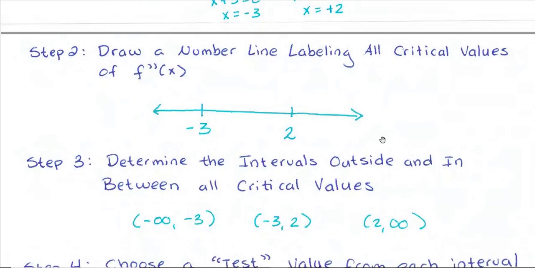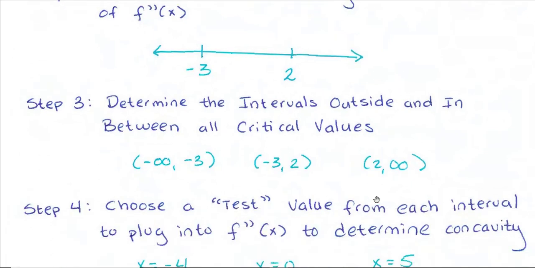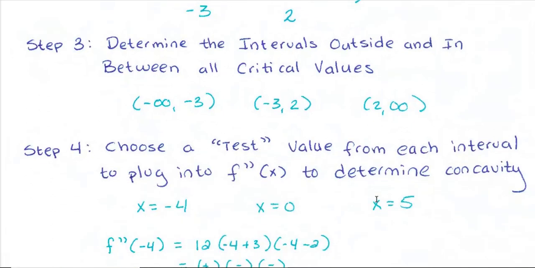We'll determine the intervals outside and in between the critical values. So starting at negative infinity, we'll stop at negative 3. From negative 3, we'll stop at 2. And from 2, we'll stop at infinity. Then we'll choose a test value from each interval to plug into the second derivative to determine concavity. So you can pick any x value in here, here, and here. So I picked negative 4, 0, and 5.